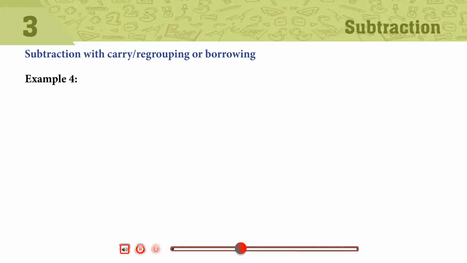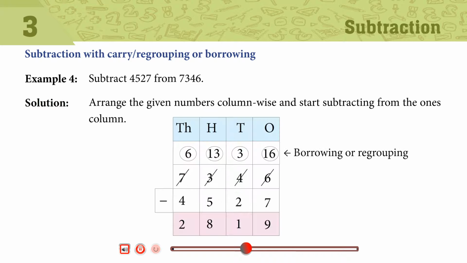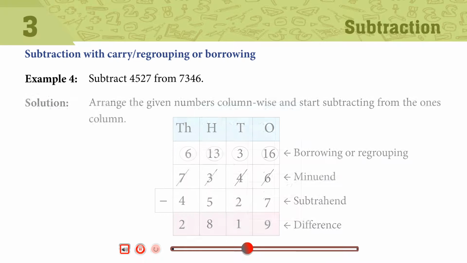Example 4. Subtract 4,527 from 7,346. Solution. Arrange the given numbers column-wise and start subtracting from the ones column. Borrowing or regrouping. Minuend, subtrahend, difference.